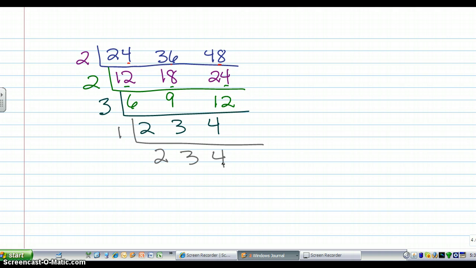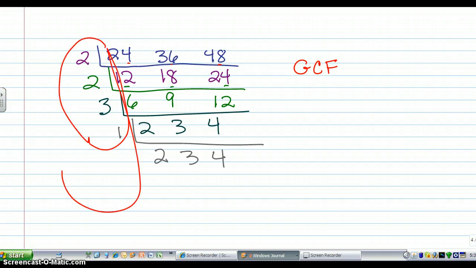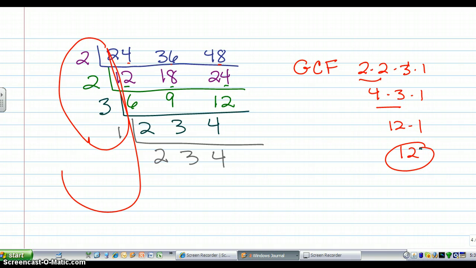Okay, so what do we do now? How do we finish off this problem? Go ahead and pause, finish off the problem, and then on your paper I want you to write what the greatest common factor is for 24, 36, and 48. Okay, did you make your big G? And then did you multiply 2 times 2 times 3 times 1? 2 times 2 is 4. 4 times 3 is 12, and we get the greatest common factor is 12.